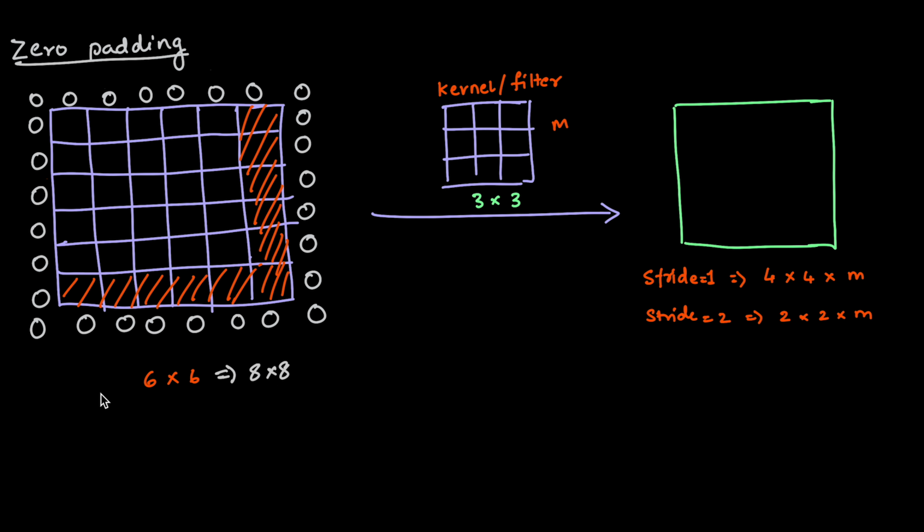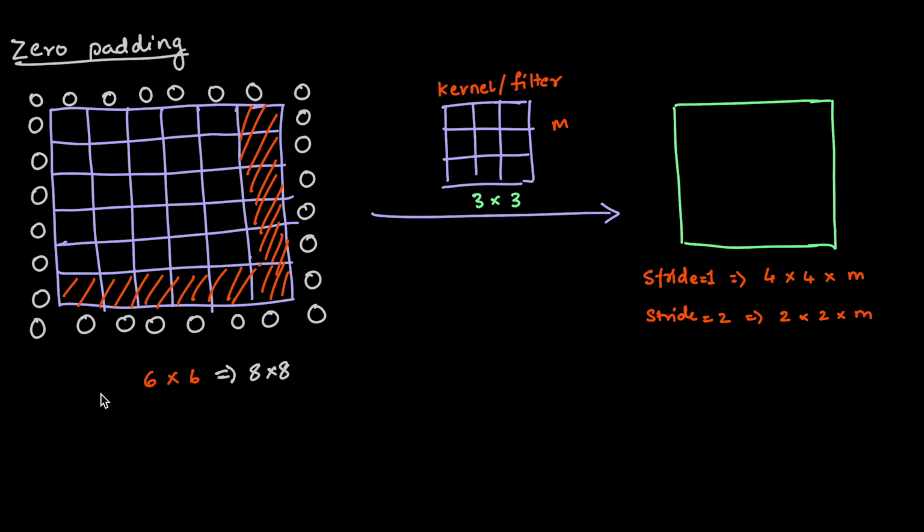So that's why now the input shape will be 8x8, and on this 8x8 input shape, we'll be applying the same operation. Now let's say stride is equal to 2, then let's see how we'll be getting the output. 2, 3, 4, 5, 6, 7, 8.